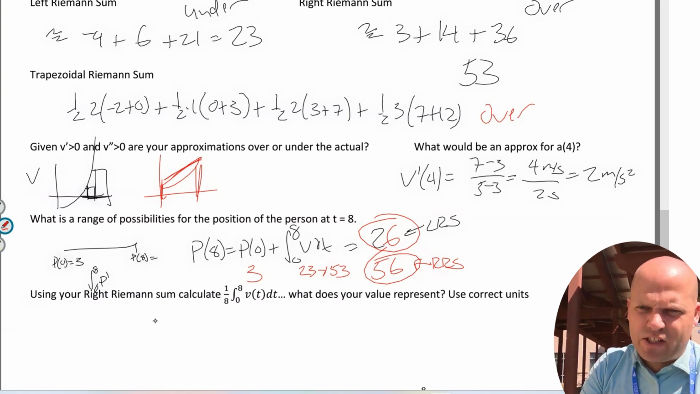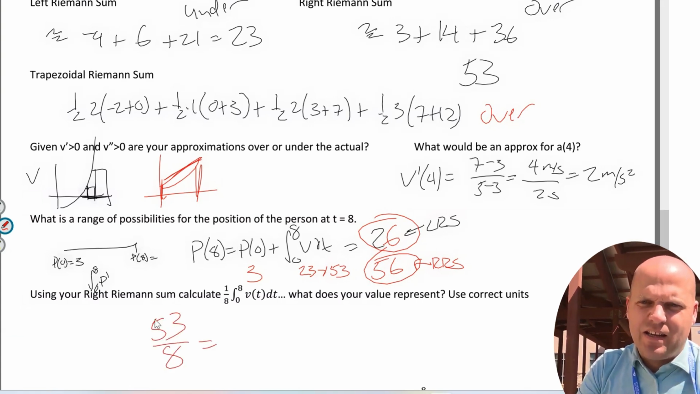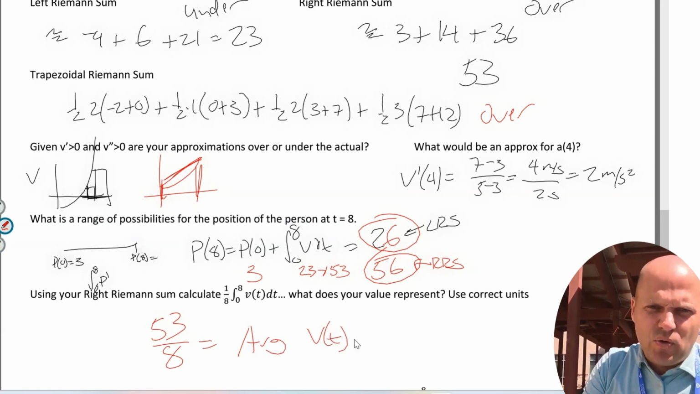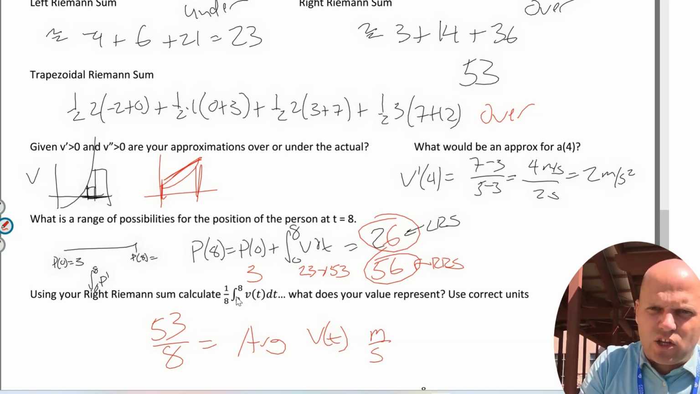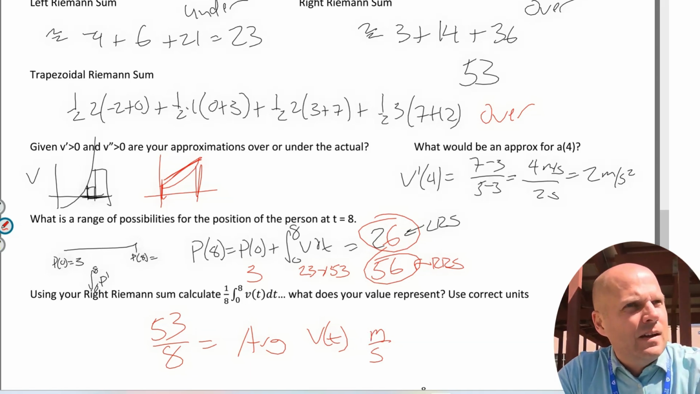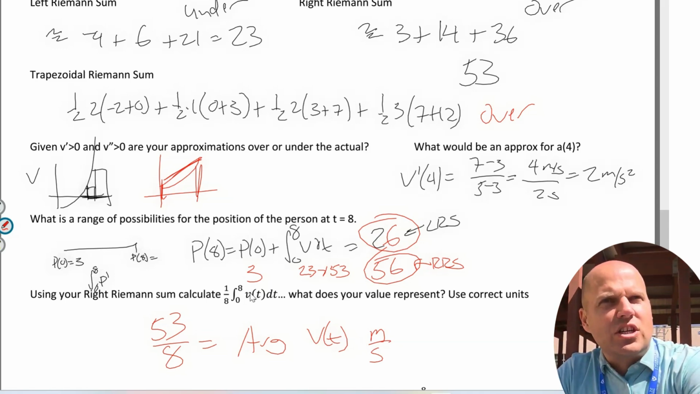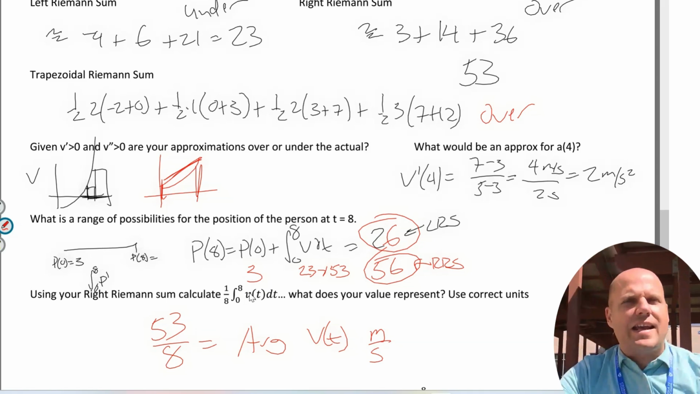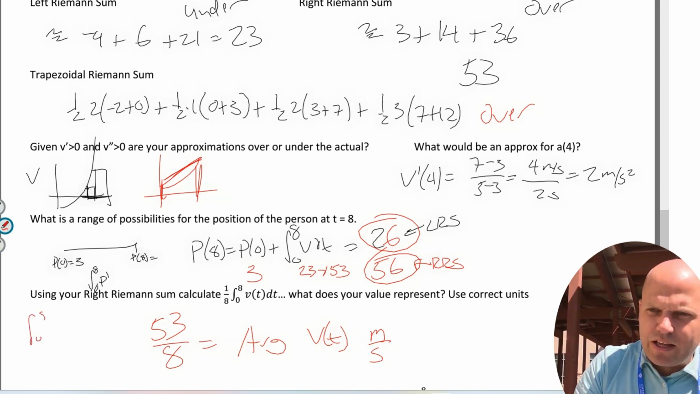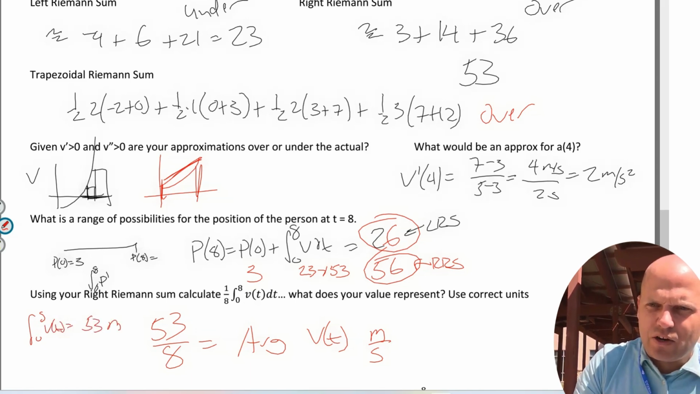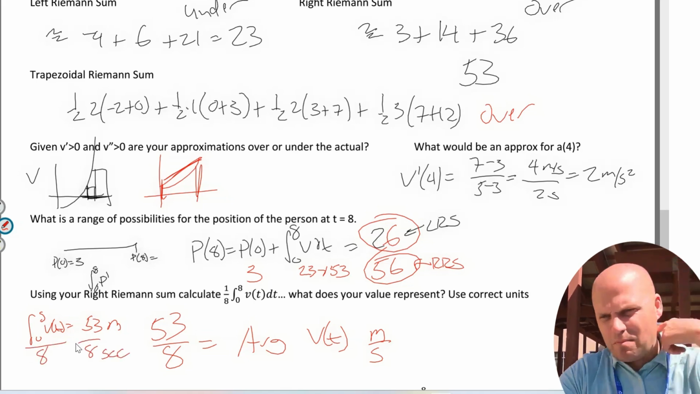Okay, using my right Riemann sum, if I take this number and divide it by 8, I get my average velocity. What is the unit for velocity? Meters per second. But didn't I accumulate velocity, which gives us change of position? Isn't that meters? Yes, but then you're dividing it over the interval of seconds. So you accumulate this and you get 53 meters, but you're dividing it by 8 seconds. That's how we get meters per second.